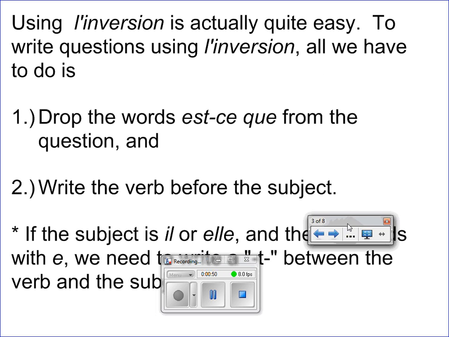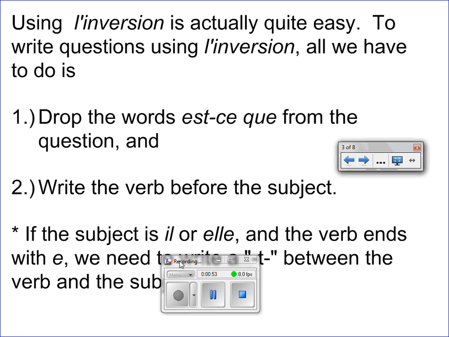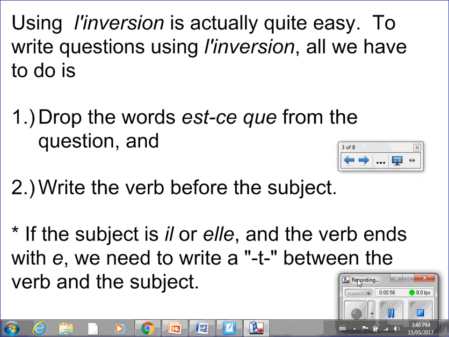All right, let me just get these boxes out of the way. Using l'inversion is actually quite easy. To write questions using l'inversion, all we have to do is 1. Drop the words Est-ce que from the question, and 2. Write the verb before the subject. And just before I continue, when it comes to the first question, you may not always see the words Est-ce que written in a question. I'm just putting it here in case you see those words. When using l'inversion, you get rid of them.